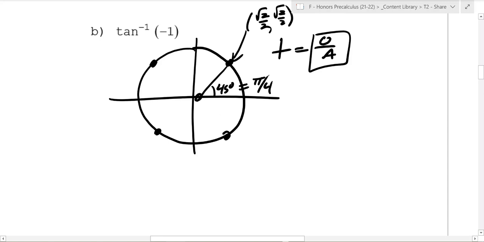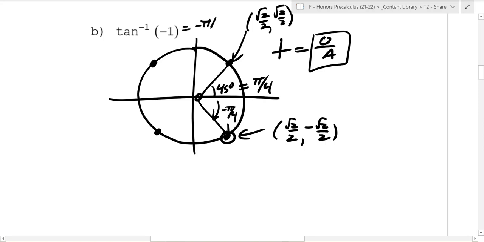They're opposite signs here. So right there you have root 2 over 2 comma negative root 2 over 2. And if you put them over each other, you end up with -1. So in this case, this answer is going to be negative pi over 4. This one is negative pi over 4.